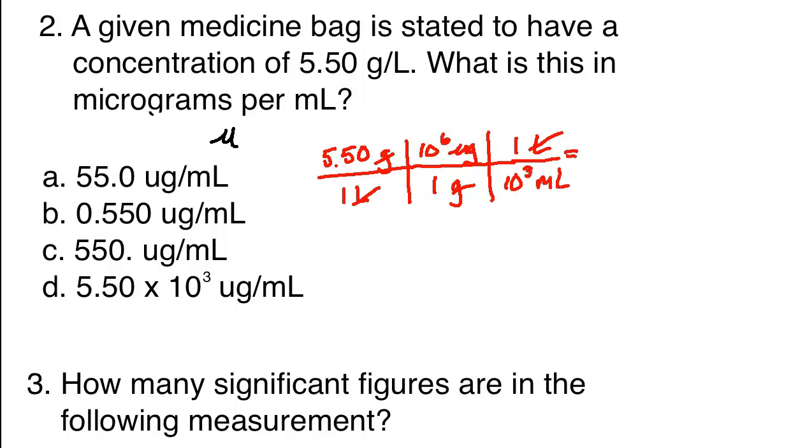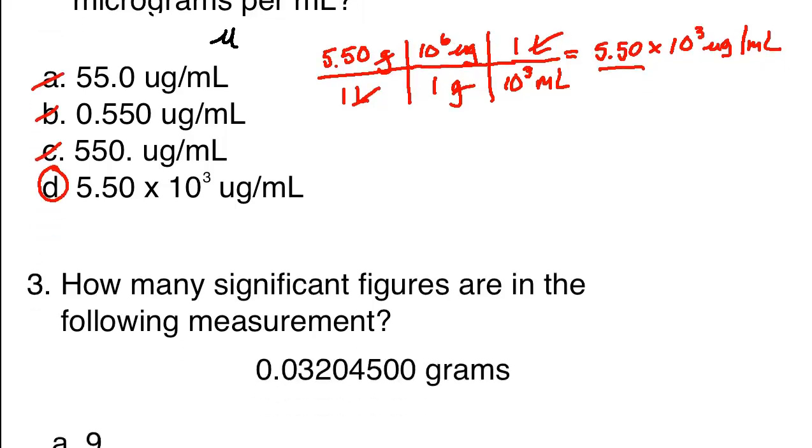And so if you run through the math on all of this, you should also see that 10 to the 6th divided by 10 to the third is going to give me a 10 to the third when I work with this. So if you ran this through your calculator, you would indeed find that it's 5.50 times 10 to the third micrograms per milliliter if you're observing your significant figures. And so it is approximately 5,500 micrograms per milliliter. So D would be the correct option here of the bunch.